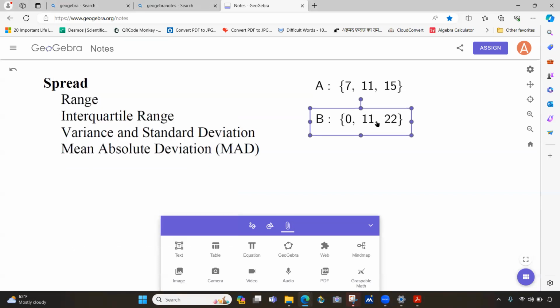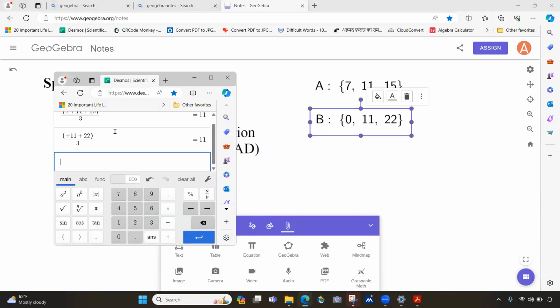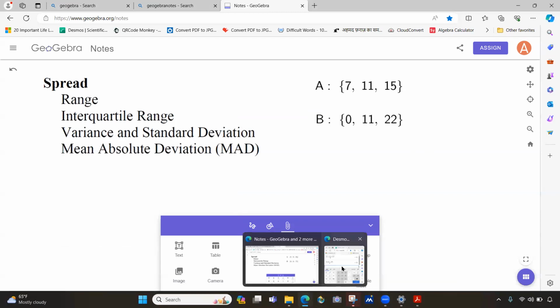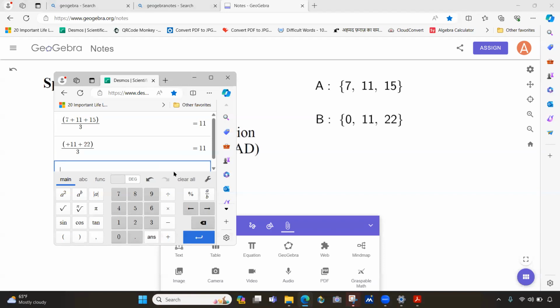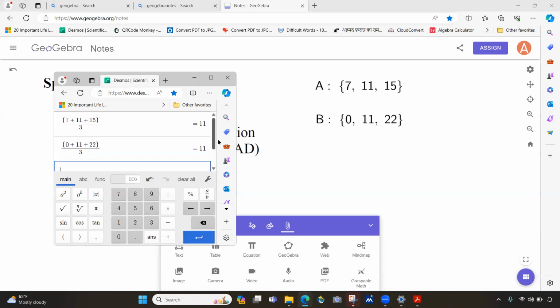Now, in the second data set, the average or arithmetic mean is still 11. Take a look. 7 plus 11 plus 15 divided by 3 is 11. And 0 plus 11 plus 22 divided by 3 is also 11. But there is a difference between the two sets. The numbers are more spread out in set B, and the numbers are less spread out in set A.